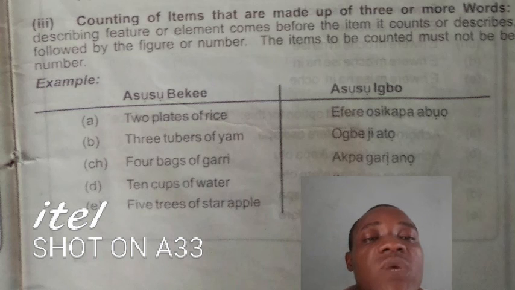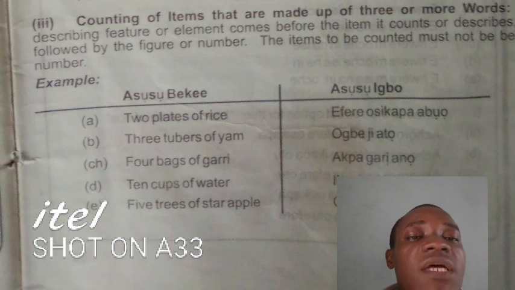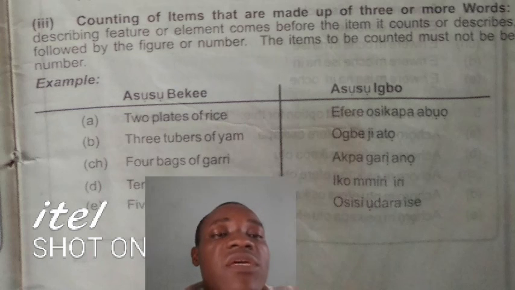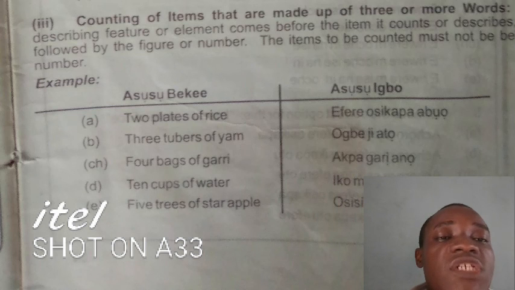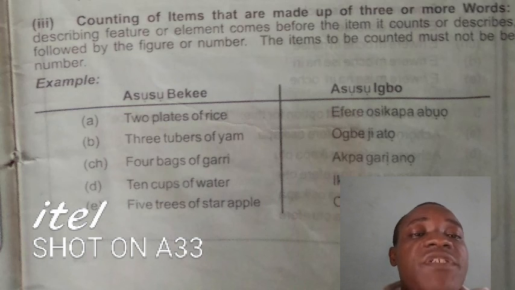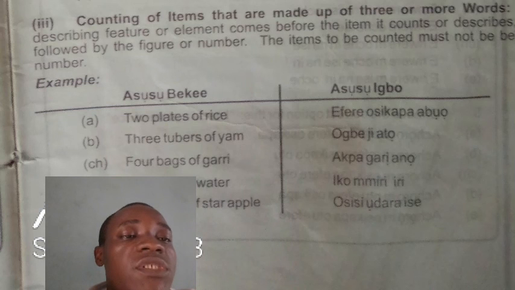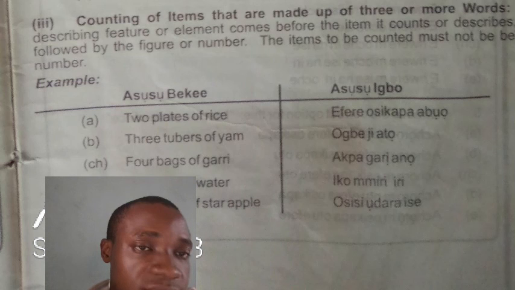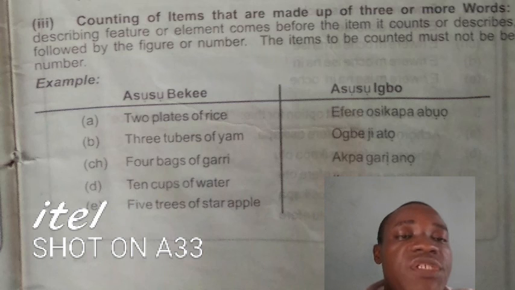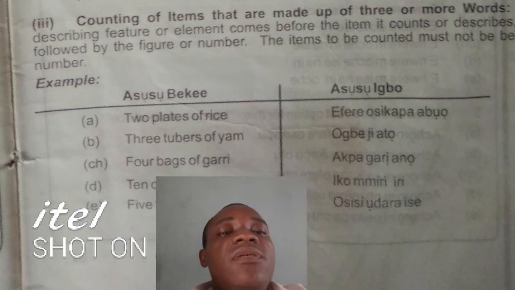Let's look at the next one, which is 10 cups of water. 10 cups of water in Igbo is Iko miri iri. Iko means cup in English. Miri means water in English. Five trees of star apple. Osisi odara ise. Star apple is regarded as odara. Osisi means trees. Right? Okay. Thank you very much.